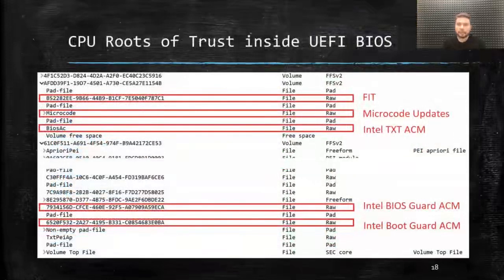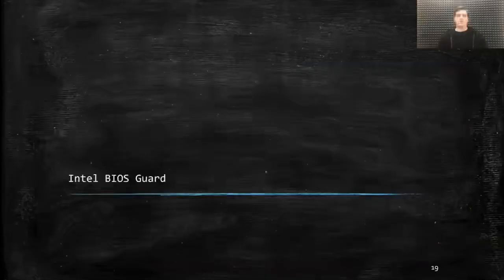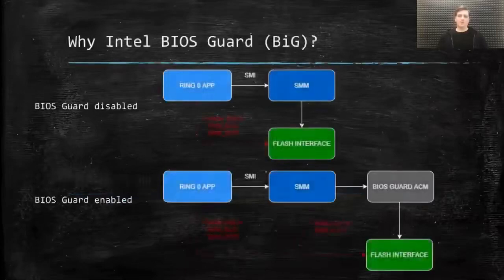Now we can see all CPU roots of trust in a single UEFI BIOS image: firmware interface table, microcode updates, Intel Trusted Execution ACM, Intel BIOSGuard ACM, and Intel BootGuard ACM. Now let's have a thorough talk about Intel BIOSGuard technology. So why do vendors need Intel BIOSGuard?